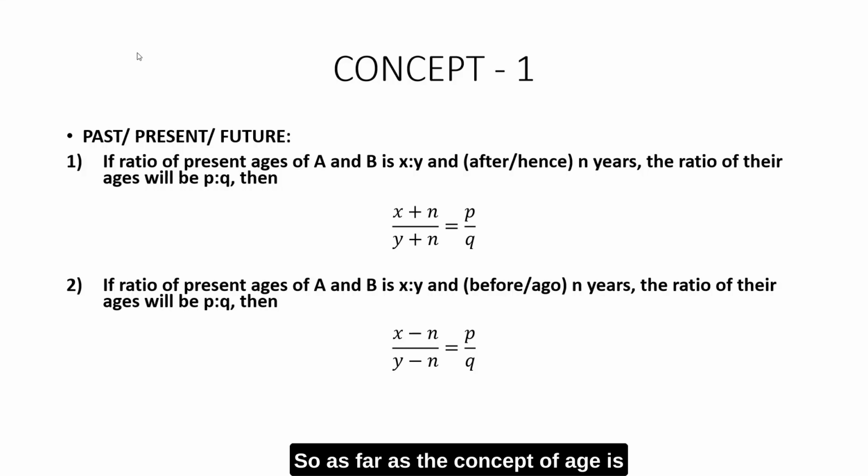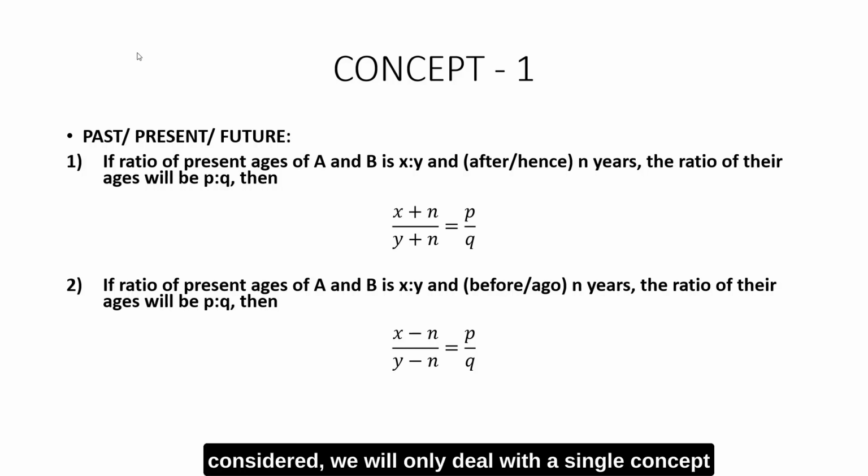As far as the concept of age is considered, we will only deal with a single concept, and this concept is more than sufficient to solve any kind of complicated problems with respect to ages. It is to deal with either present or past or future. So it has two individual cases which we will see now.